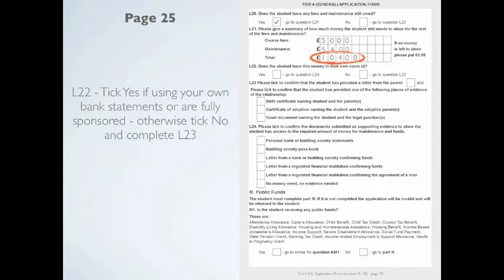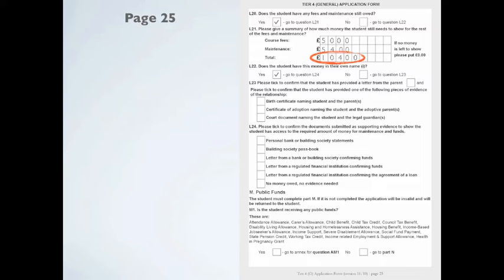L22. If you will be using your own bank statements, or if you are fully sponsored by an official financial sponsor, tick yes and go to L24. If you will be using your parents' bank statements, tick no and complete L23.